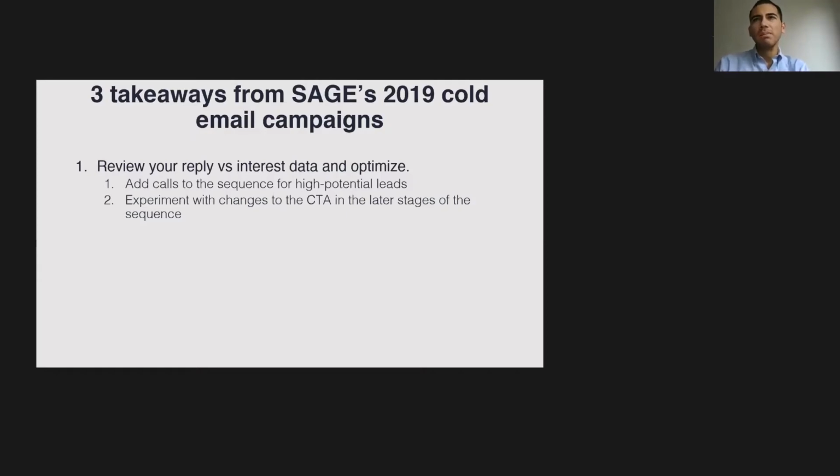So moving forward, if you're adding calls to the sequence, we generally recommend that especially when you're focusing on a top tier of clients or high potential leads. The second thing we're likely to start incorporating is a change in what our call to action is as we move throughout the sequence.